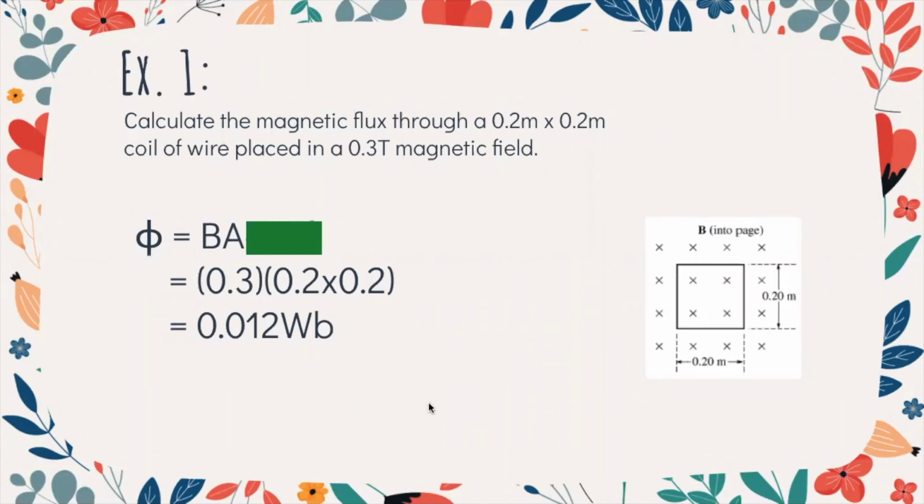So maybe I do that by making the field stronger or weaker. Maybe I do that by making the area larger or smaller. If I can make this number change, either increase or decrease, and it doesn't matter which, if I can make that flux change, then I get a voltage. And we can actually use that to create electricity.